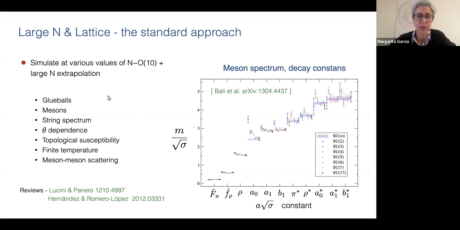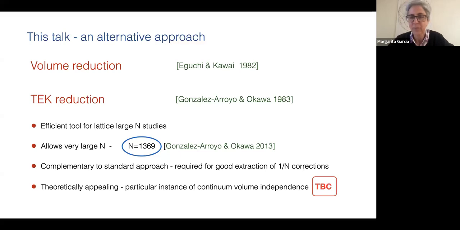And there are a very large number of works, many of them by some people that are in your collaboration. So you know probably all these things very well: glueballs or mesons, the string spectrum, theta dependence, topological susceptibility, many things. For this, I recommend two reviews. One of them is a bit old, by Marco Panero and Biagio Lucchini. And then there is a recent one that has been presented in one of the plenaries of the lattice conferences by Pilar Hernández and Romero López. That's a nice review of the kind of things that are being computed on the lattice for large N gauge theories.